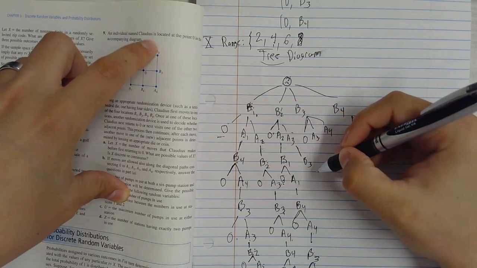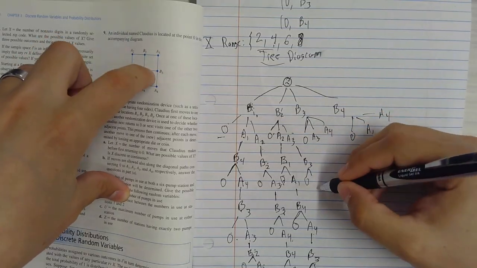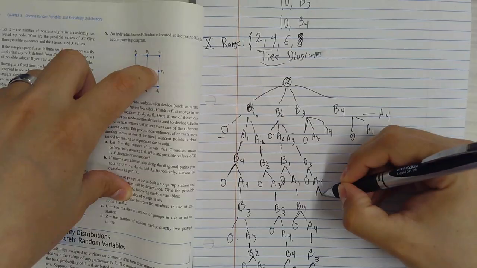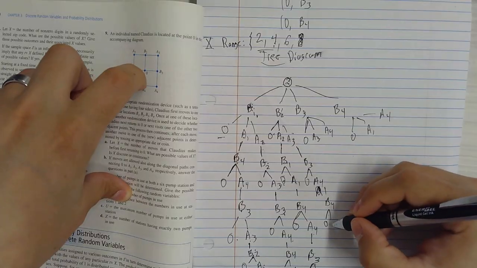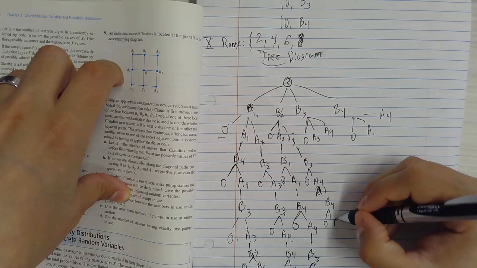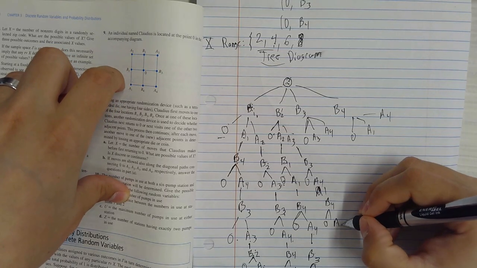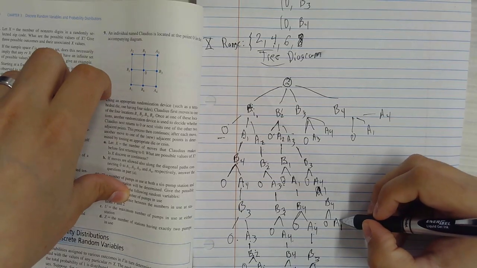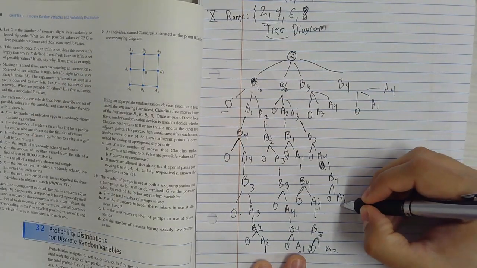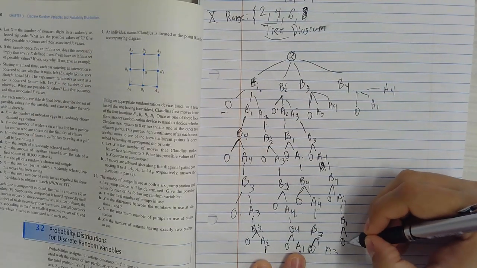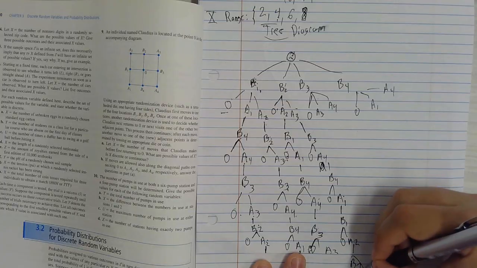So B3, and then from B3 we have a 0 and A4, and from A4 we have B4, and from B4 we have 0, A1. Okay, you see this is interesting, so we're going the other direction, but it doesn't matter. B1, and then B1 is 0, A2. And from A2, we have to go to B2, but we can't do that.